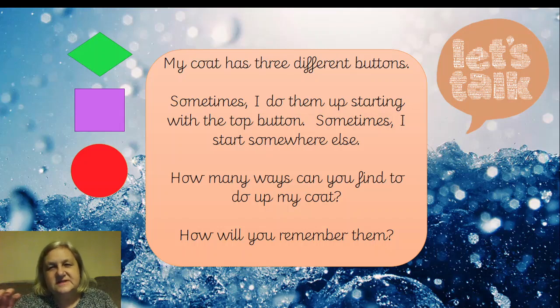So they're sort of setting out the rules here. How many ways can you find to do up my coat? And how will you remember them? So what would you do to be able to solve this and be able to remember how you did it? If you want to have a go at it, that's absolutely fine. We will be checking up on these, we're going through this one in a minute.